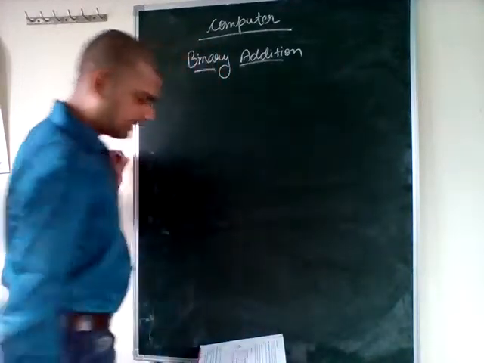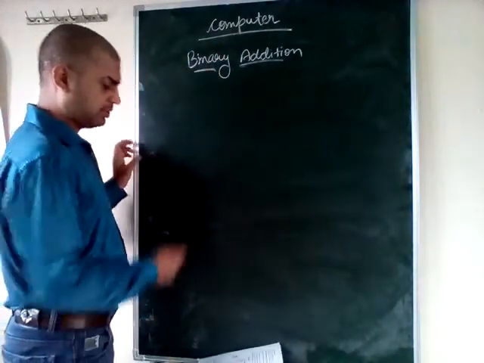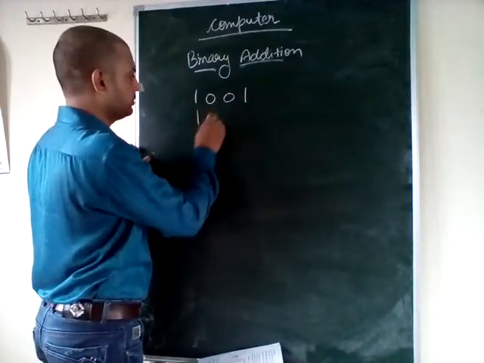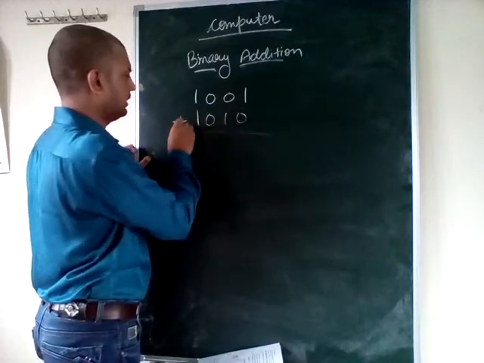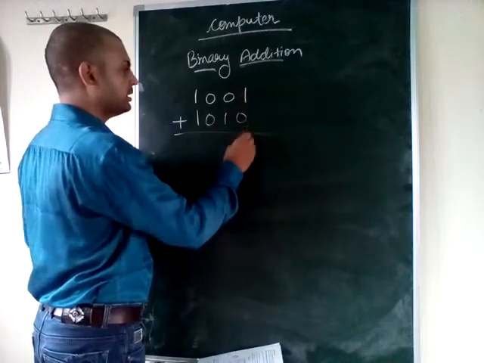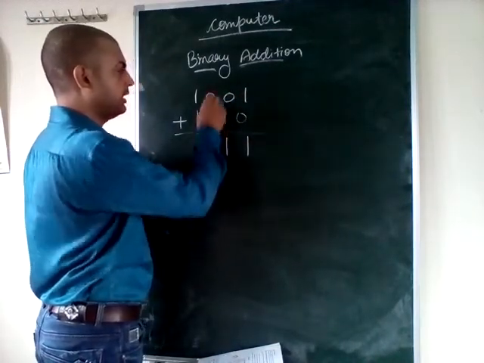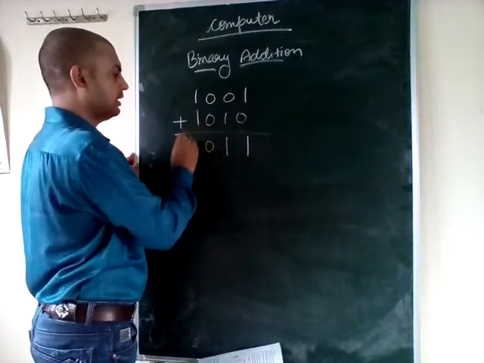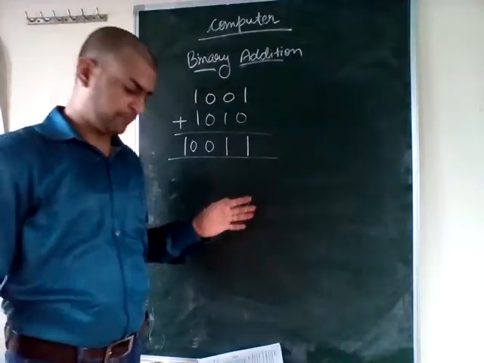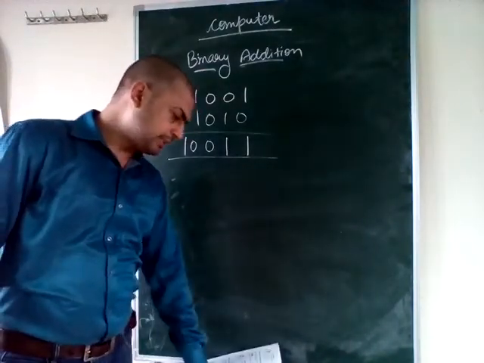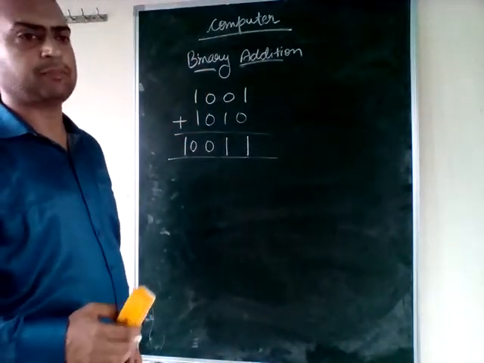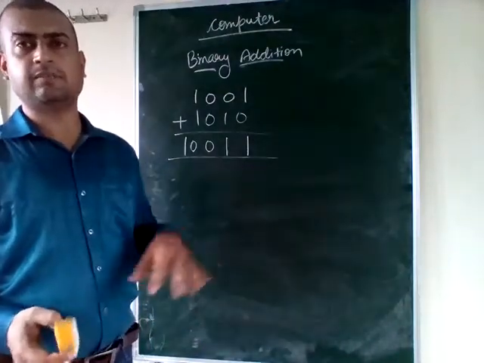A few examples that we are having. Now if two numbers are 1 0 0 1 and 1 0 1 0, then for adding we will follow the simple basic rule, and the answer will be 1 0 0 1 1. Now the next question, please note it down, and please make sure that whatever examples I am solving here, you write them in your copy.